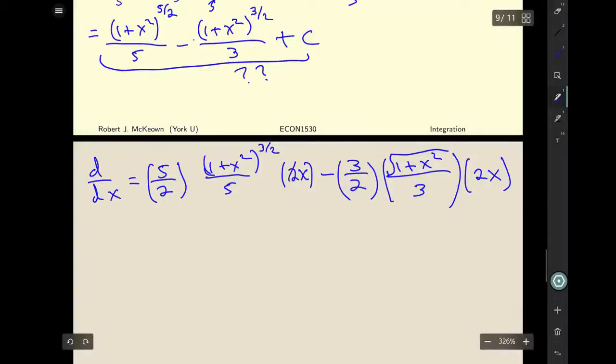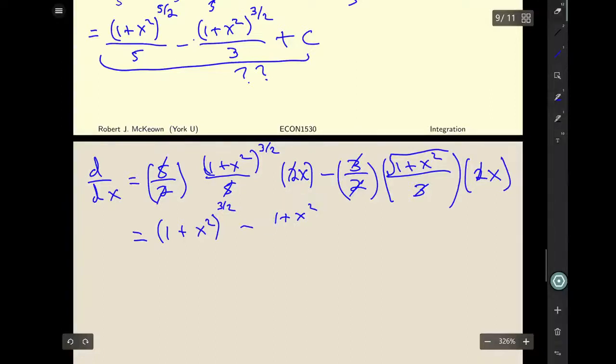And so we've got 2 divided by 2, 5 divided by 5, 2 divided by 2, 3 divided by 3. So we can rewrite that out. I've got 1 plus x squared to the power of 3 over 2 minus 1 plus x squared, square root of that whole thing.